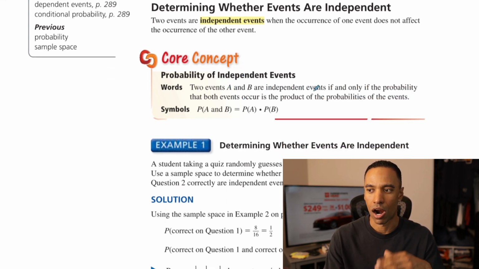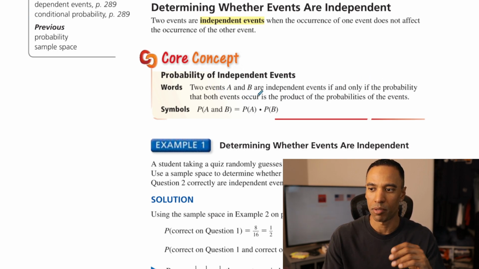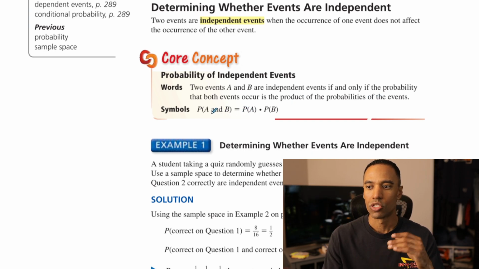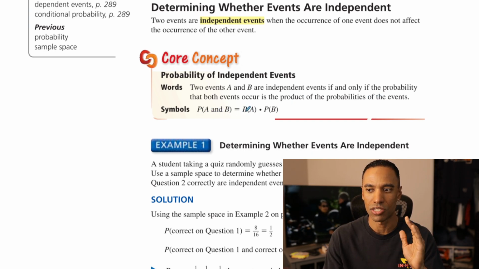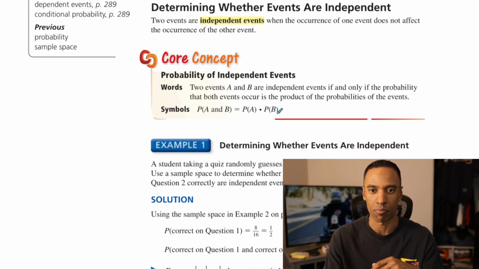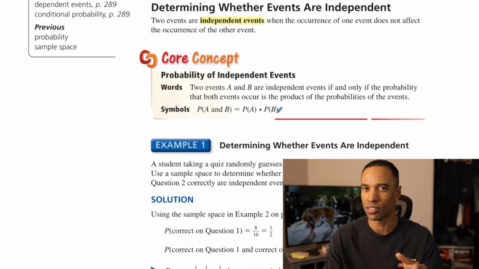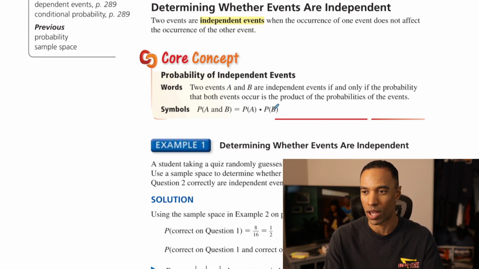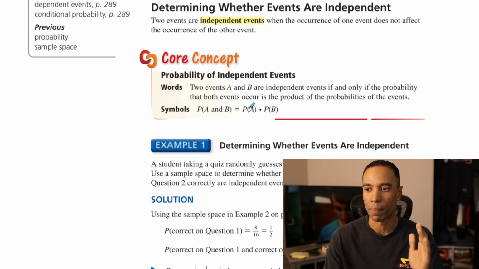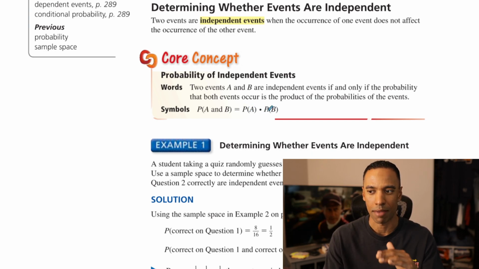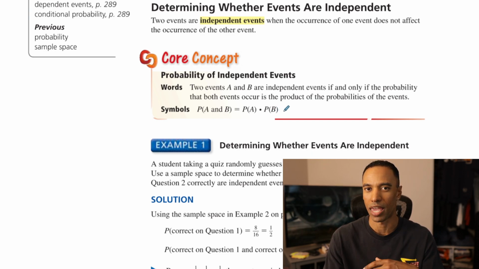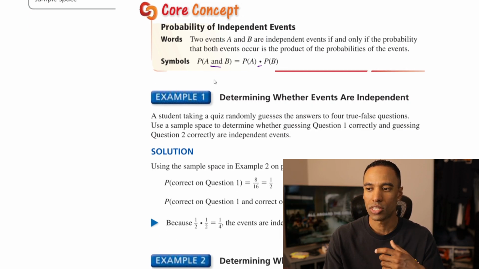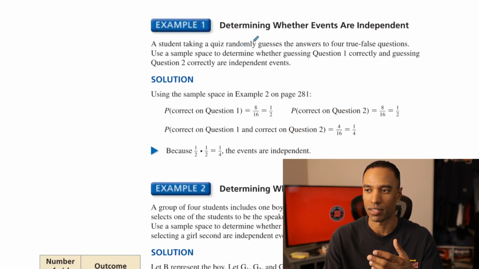Two events A and B are independent if and only if the probability both events occur is the product of the probabilities of the events. So the probability of A and B occurring is the same as the probability of A times probability of B. And hopefully it will make sense why that is, not just when it's independent, but also what would make them dependent as well. And we're going to be hitting both of those at the same time. So that is probability of A occurring times probability of B occurring. Get used to doing the multiplication of things when we're talking about an AND case, and being multiplication. So let's take a look at a first example, determining whether they're independent.